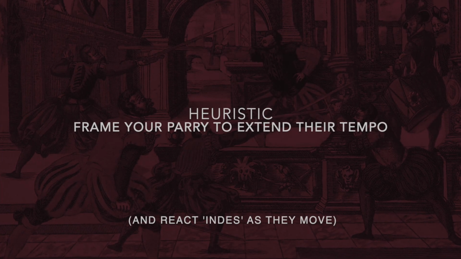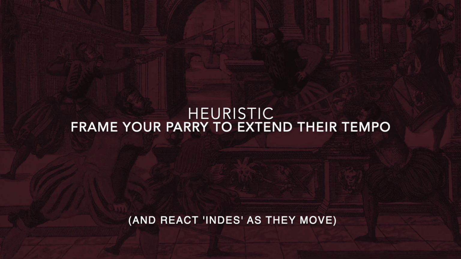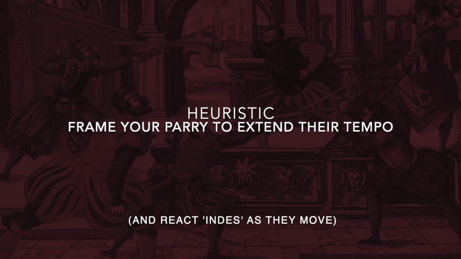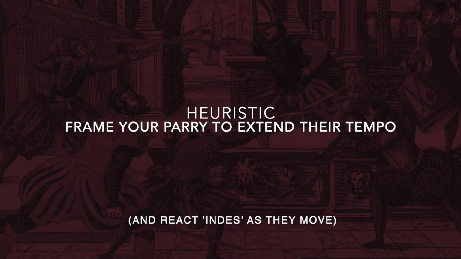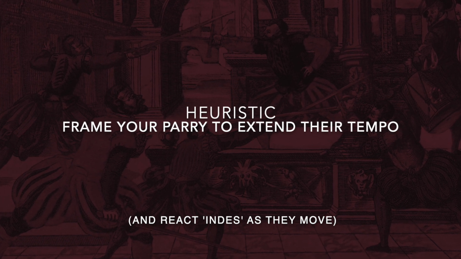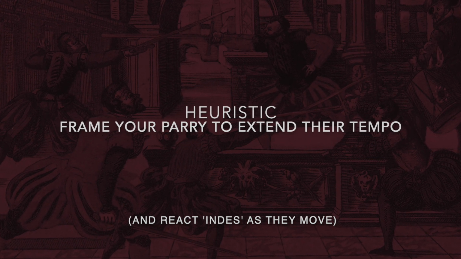Based on all of this, we have a new heuristic. We should frame our parry to extend our opponent's tempo. We do this by ensuring that they have to move the long way around our blade, and as they do so, we react to feeling instantaneously.